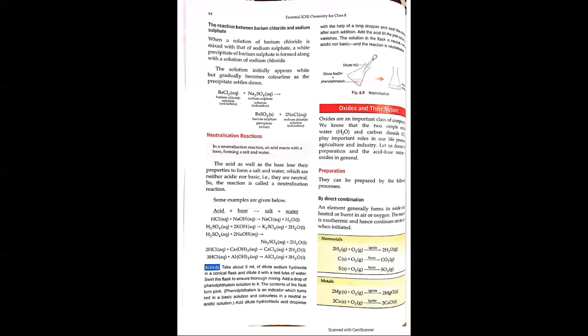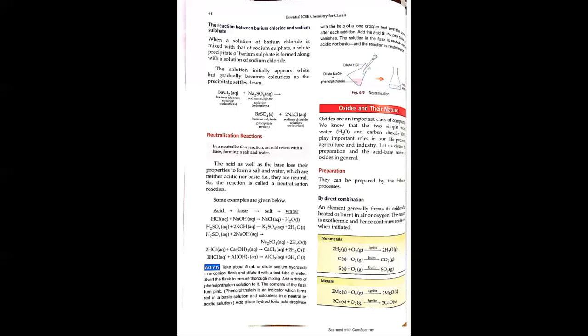Now let us see oxides and their nature. Whenever a metal or a non-metal reacts with oxygen, it forms oxides. They can be basic oxides, they can be acidic oxides. Metals generally form basic oxides, and non-metals generally form acidic oxides. The method of preparation is by direct combination, the same combination reaction.